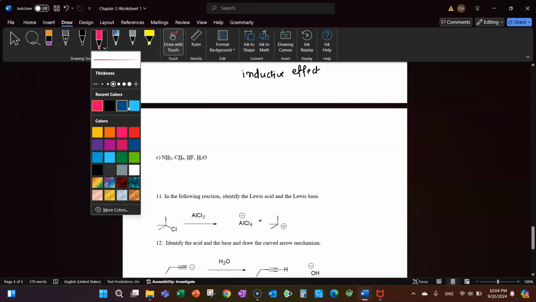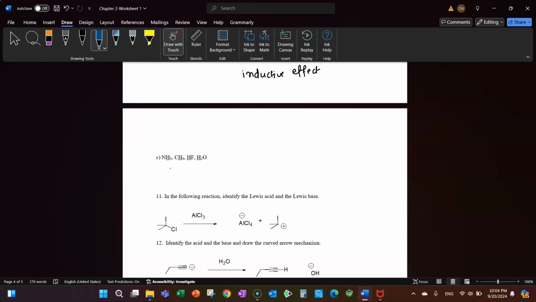The next question is actually based on elemental effect. So the proton is connected to nitrogen here. Here protons are connected to carbon. Here proton is connected to fluorine, and here it is to oxygen. So the most electronegative is fluorine. So HF will be the most acidic, and CH4 will be the least. So the trend would be CH4 less acidic than NH3, less acidic than water, which is less acidic than HF. This is the trend, and it is based on elemental effect, or to what element the atom or the proton is connected to.